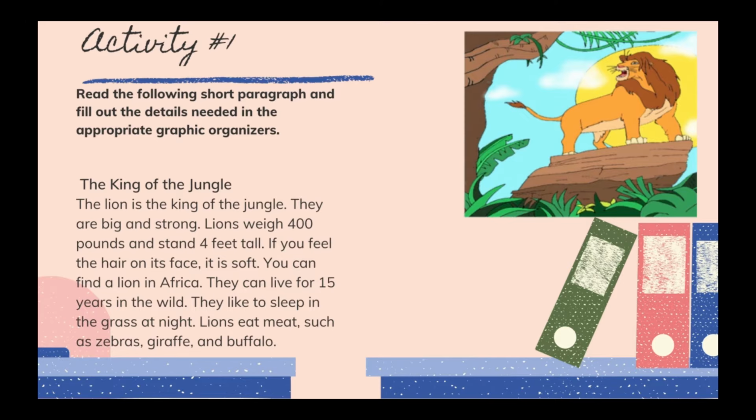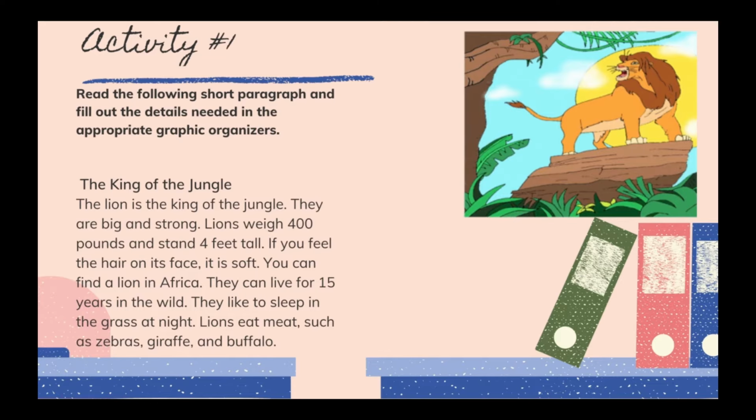Big organizers. The king of the jungle. The lion is the king of the jungle. They are big and strong. Lions weigh 400 pounds and stand 4 feet tall. If you feel the hair of its face, it is soft.